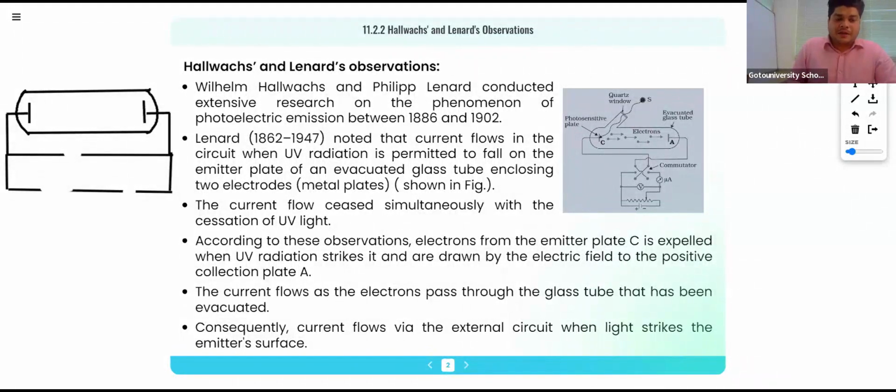See what is happening here. Here we will be having a voltmeter, here a microammeter, and here a battery with regulator. What else we have? We have a glass window somewhere here.